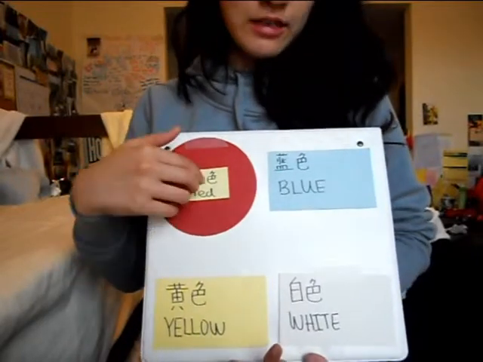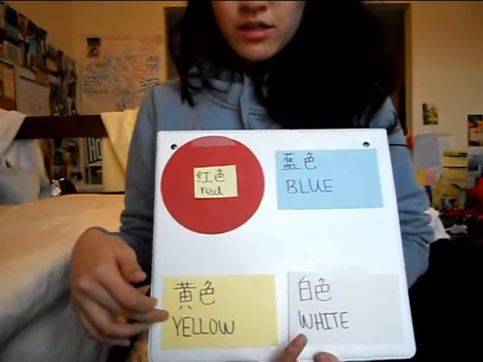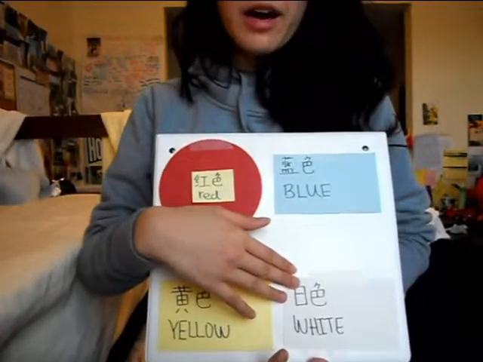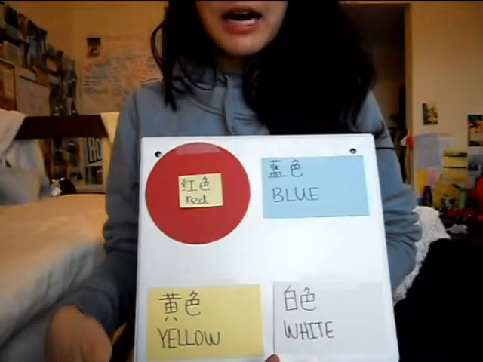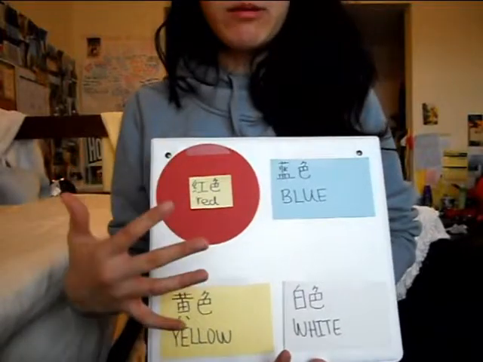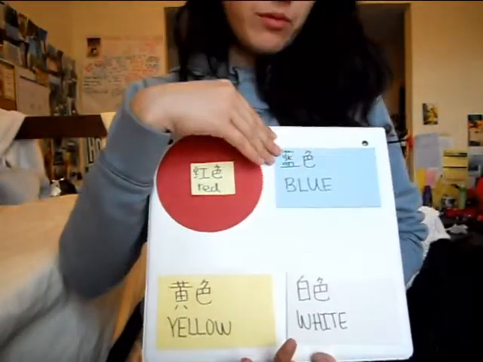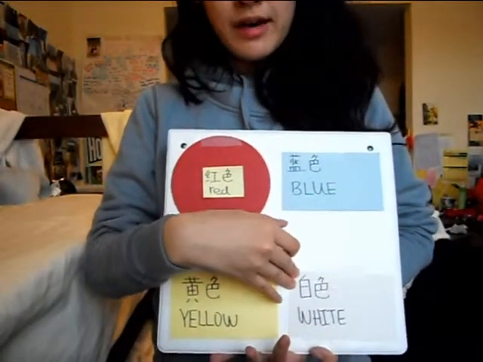Red, red, blue, blue, yellow, yellow, white, white. Then have the class as a whole say them. So you'll point to one and say, say it with me. Blue, blue, white, white, and so on.